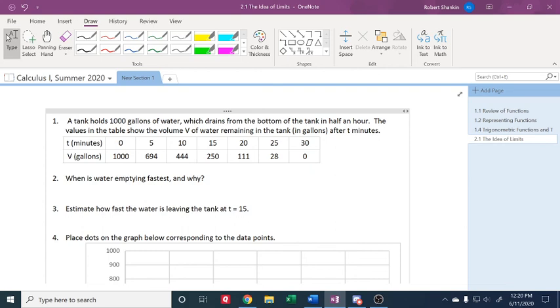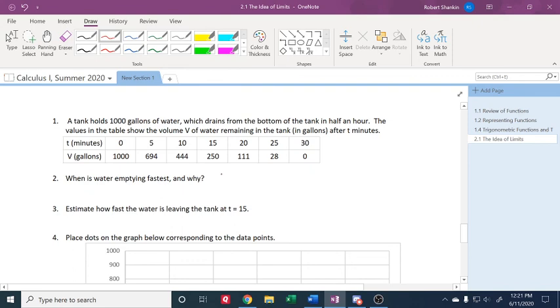So we're going to see it gushing out of the tank at the beginning. And actually, when is water emptying the fastest? We might even say t equals 0. And then a moment later, it's going to be slowing down and slowing down and slowing down.